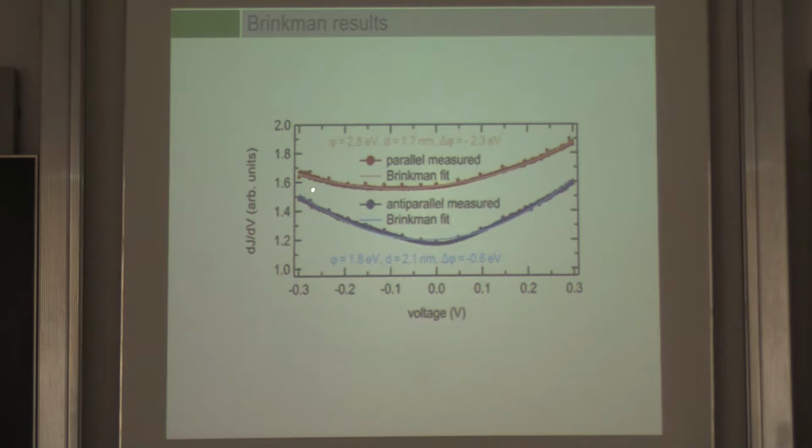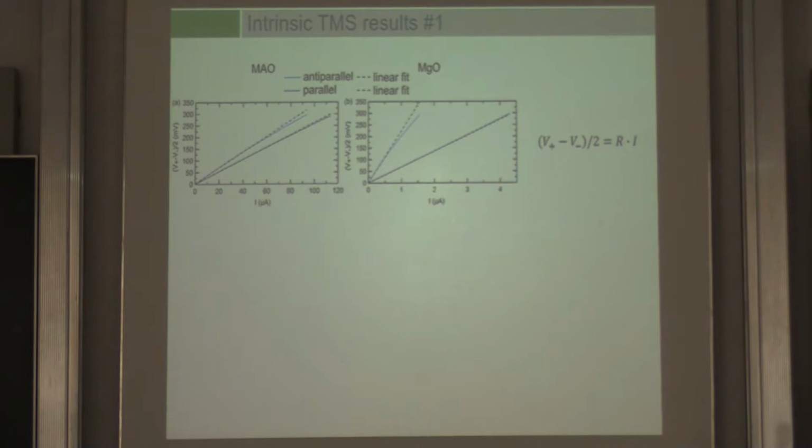So you can see that we get for the barrier thickness something like 1.7 nanometers. And if you remember, the nominal barrier thickness that we wanted to have is 1.8 nanometers, so this corresponds quite nicely to the things that we expected. And if we then go ahead, so those are the measured IV curves now, and from that we can go to the intrinsic TMS results.